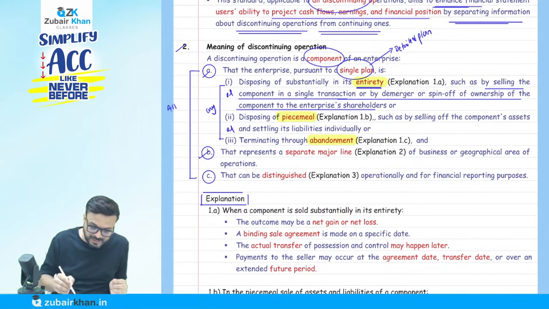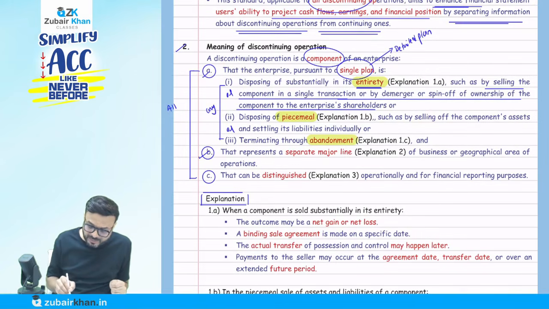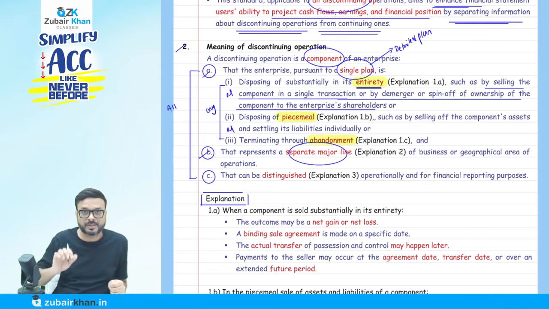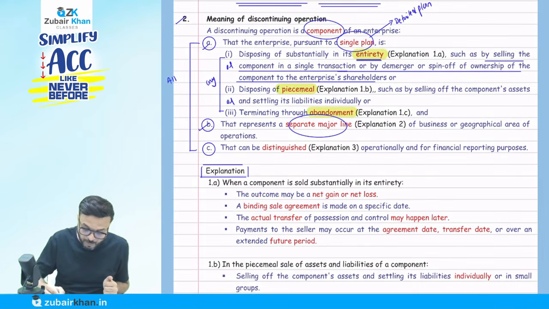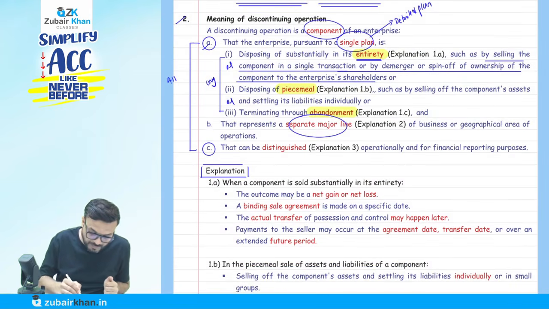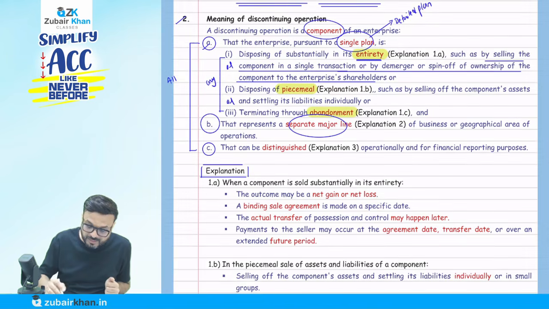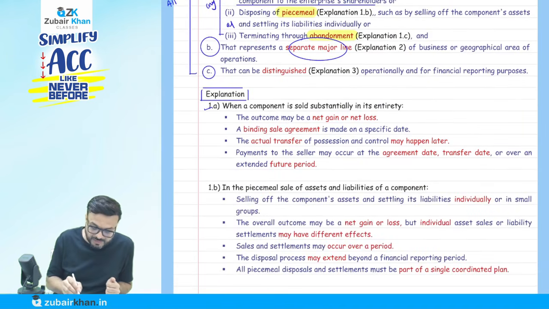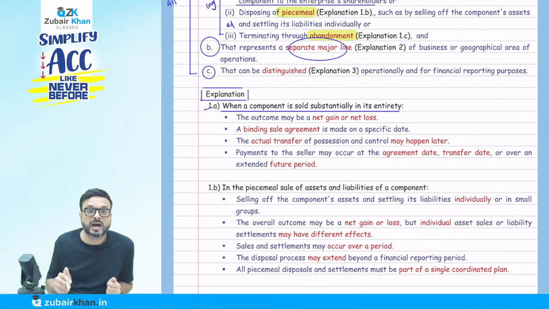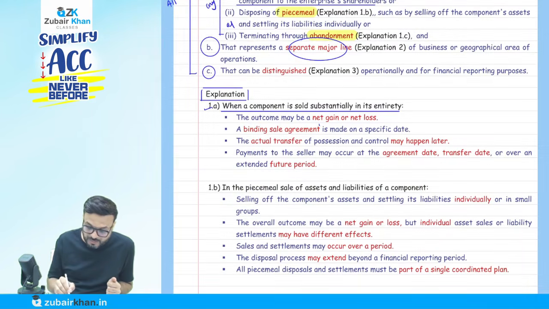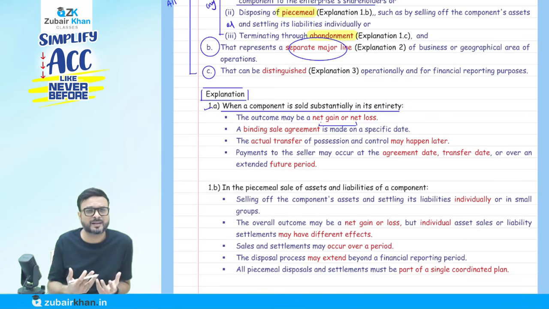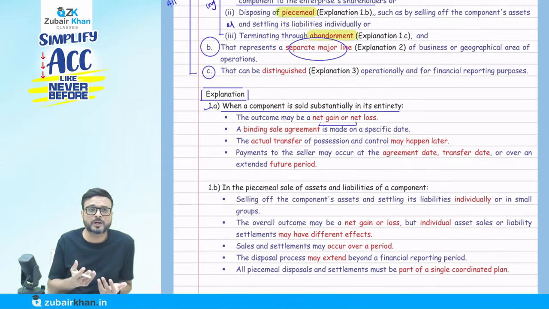Now point B says that it represents a separate major line. I will come to the separate major line later. First, there is something mentioned in explanations 1a, 1b and 1c. One is related to entirety. When a component is sold substantially in its entirety, the outcome may be a net gain or a net loss. It might happen when you sell the operation, for example if I don't want to continue the airline business.